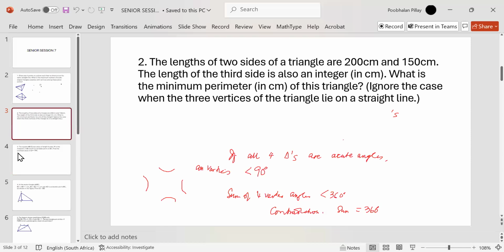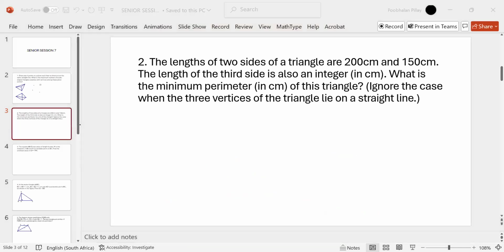All right, so the next problem is: the lengths of two sides of a triangle are 200 centimeters and 150 centimeters. The length of the third side is also an integer, right? Like these two are integers. Now, what is the minimum perimeter in centimeters of the triangle? In other words, if you've got two sides of a triangle, there could be many, many triangles that you can construct, right? So let's have a look at this problem.